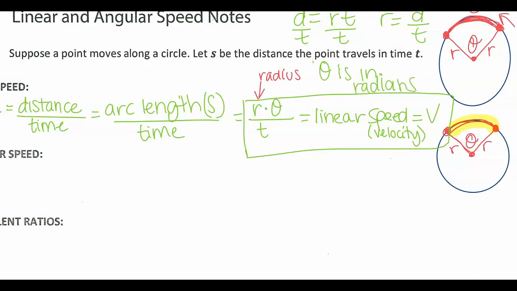So with that being said, I'm going to go ahead and highlight both of these because I don't want you to forget them. So we have our equation here, and we have our little reminder that theta is in radians.